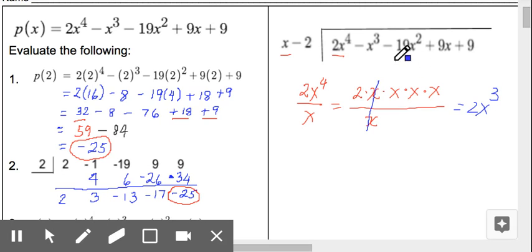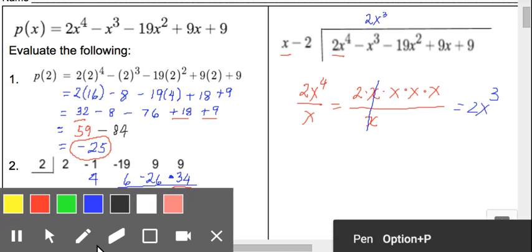So this is part of the quotient. And we're going to put that on top of x cubed. We line up the like terms. So we'll put here 2x cubed. So again, 2x to the 4th divided by x is 2x cubed.